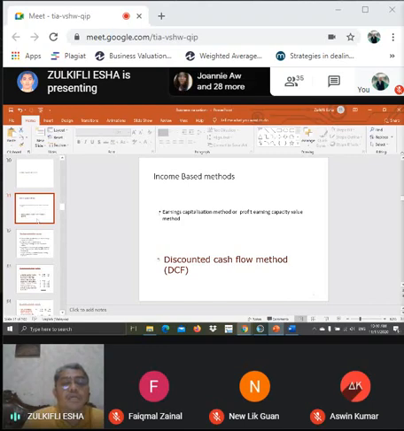So basically what we do with DCF is we are measuring the amount of $1, what DCF ni. You discount. What is the formula of DCF? Whatever future cash flow tu, you multiply kan dengan PV. PV is 1 over A kan. A is 1 plus I.